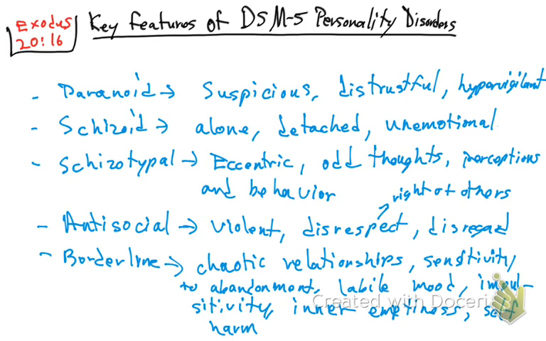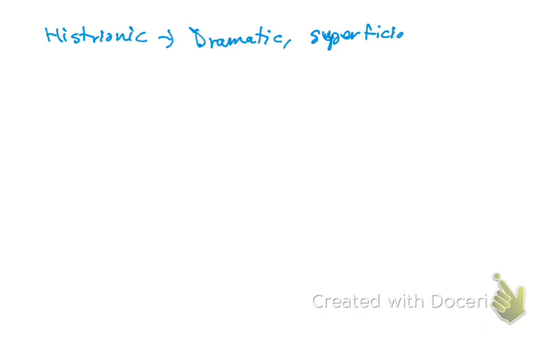So the other one that we can see here is histrionic. Histrionic is like the perpetual teenager. This is how people mention it, but according to the DSM-5, they are dramatic and superficial. Those are the key features. They like to get the attention of people, so they have attention seeking.